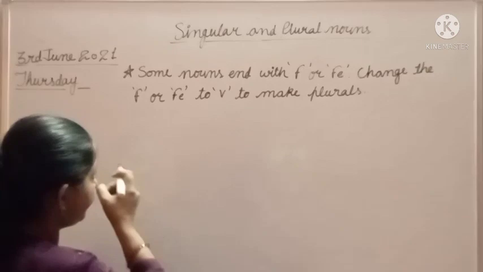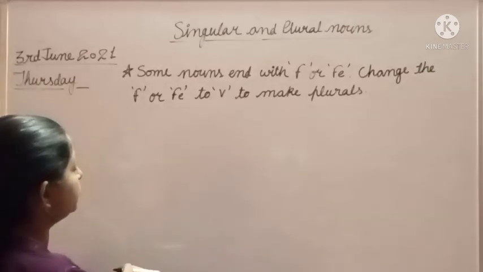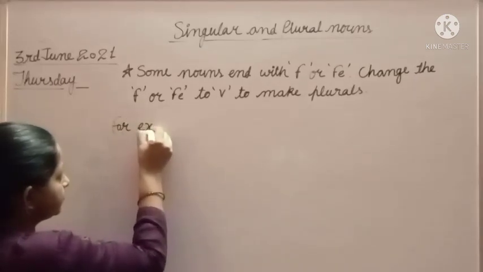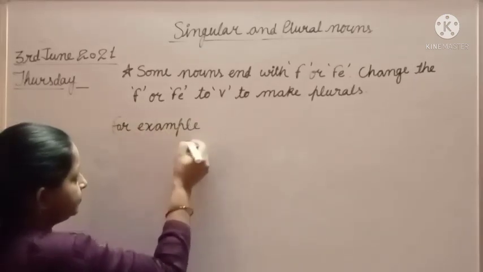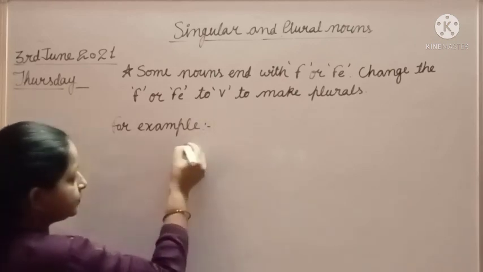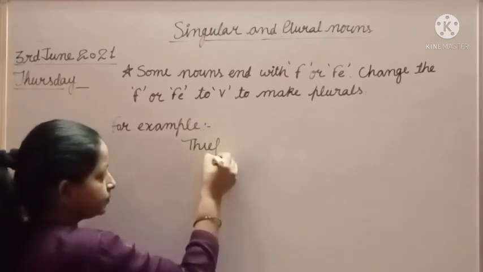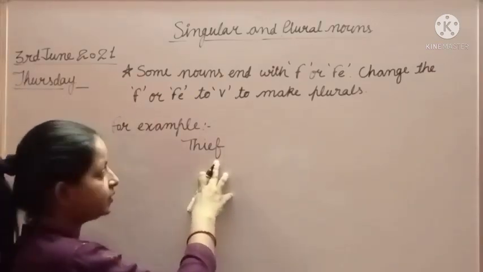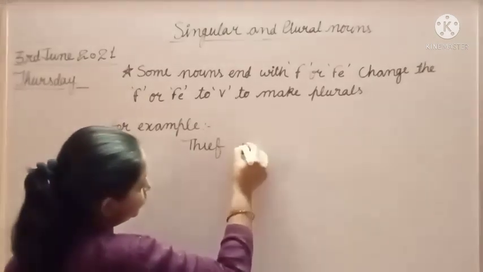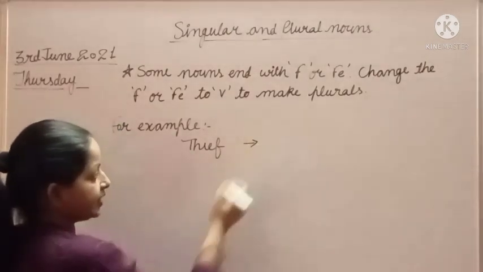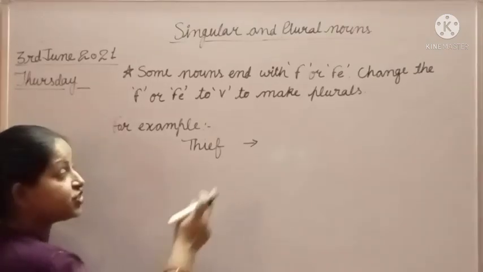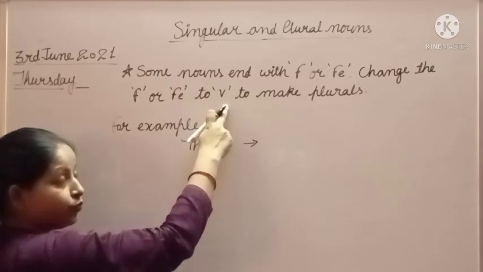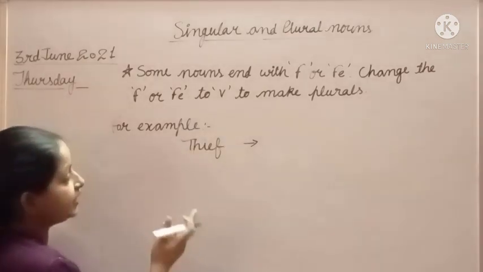Okay, like this. For example, if we have a noun like thief, this noun ends with the f. So what will we do to make plural? Yes, we change f to v and make the plural like this.